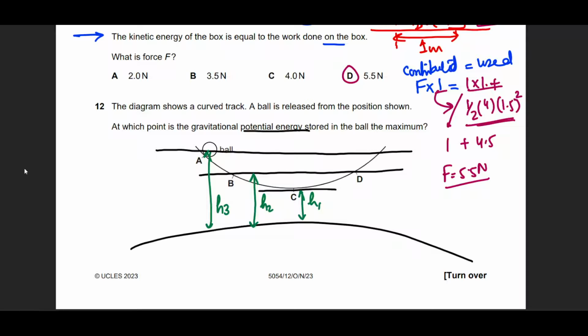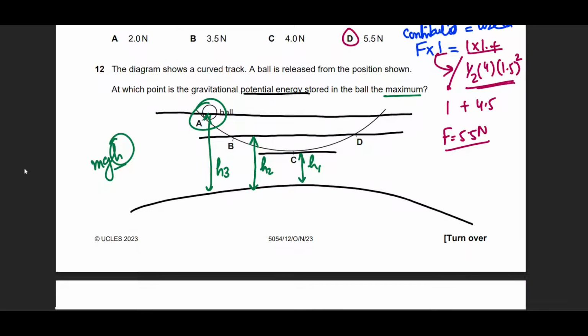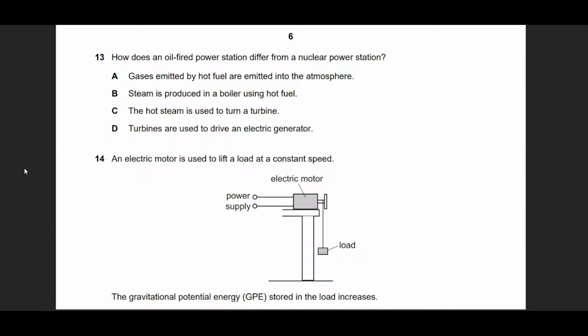Which one has the greatest height? So I can see that when I apply mgh, unless I put the largest value in h, I'm not going to get the highest answer. So the greatest potential energy, or the maximum potential energy, will be at point A, because that is the highest point above the surface of the Earth. Okay? All right. Question number 13.